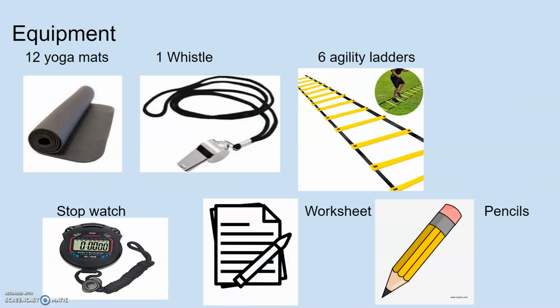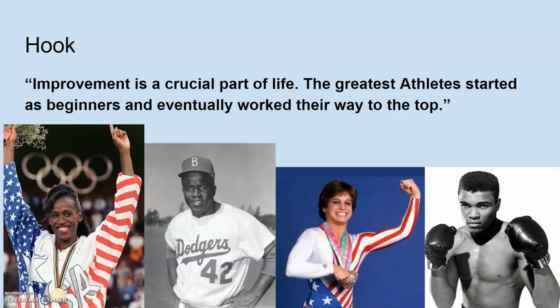The following equipment is needed for this lesson: 12 yoga mats, 1 whistle, 6 agility ladders, 1 stopwatch, 36 worksheets, and 36 pencils. In order to get students excited for the lesson, I will say, "Improvement is a crucial part of life. The greatest athletes started as beginners and eventually worked their way to the top." This is a bit of a motivational quote that will encourage students to succeed and try their best during the lesson.